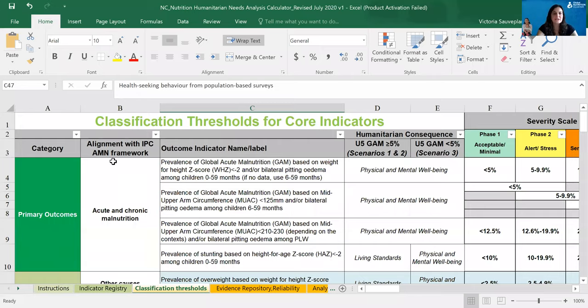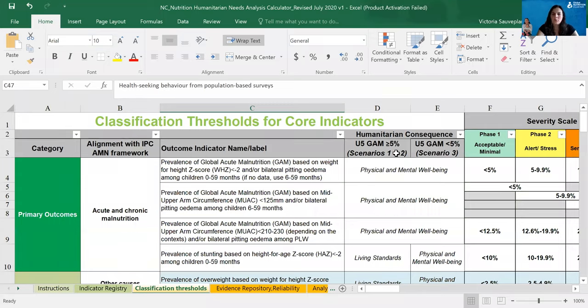As you can see here, we have different categories, such as primary outcome. Most of this guidance is also aligned with IPC acute malnutrition and its framework, so it's adapted from the UNICEF conceptual framework on malnutrition. Where does that fall? What are those different categories? If colleagues have had experience with IPC acute malnutrition, you'll fit right in. And these are the indicators that we deem core.